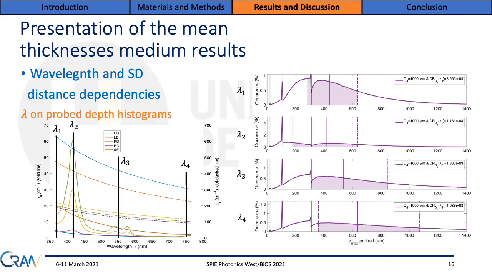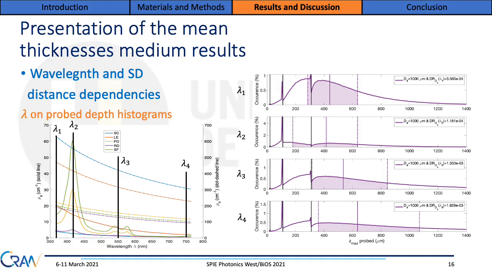Similarly, it's possible to study the dependence of the wavelengths on the probe depth histogram. The abscissa corresponds to the probe depth in micrometers, while the ordinate is for the occurrence expressed in percentage. Here again, black vertical lines refer to diopter positions, while dash-dotted lines and the continuous purple line represent the quartile and median values. The colored area under the histograms between the two quartiles represents 50% of the total area. In other words, half of the photons contributing to the signal at this wavelength have reached at most a depth between the first and the third quartile values.